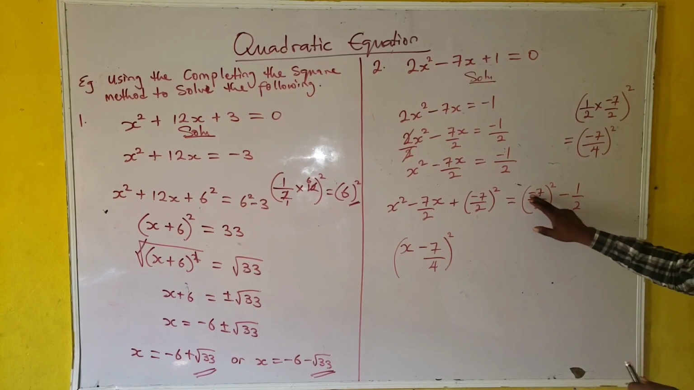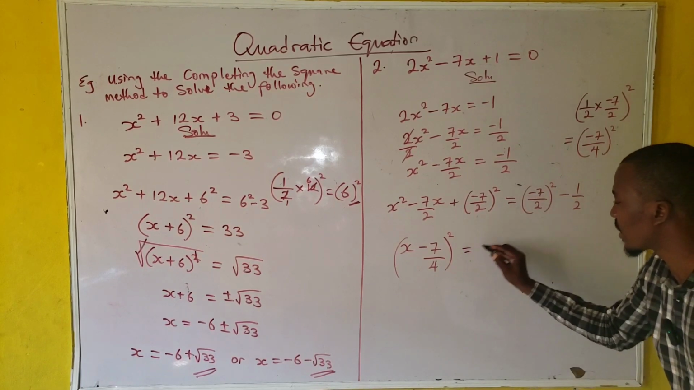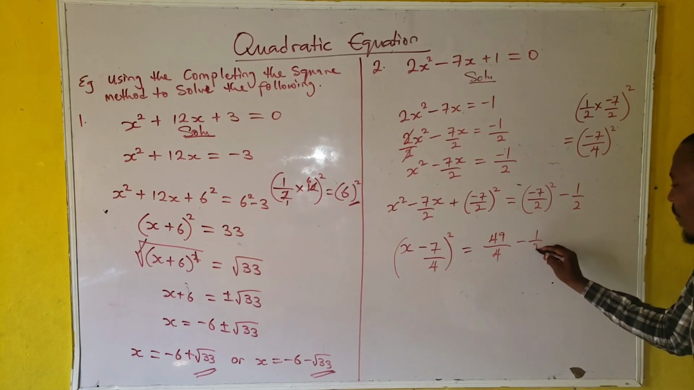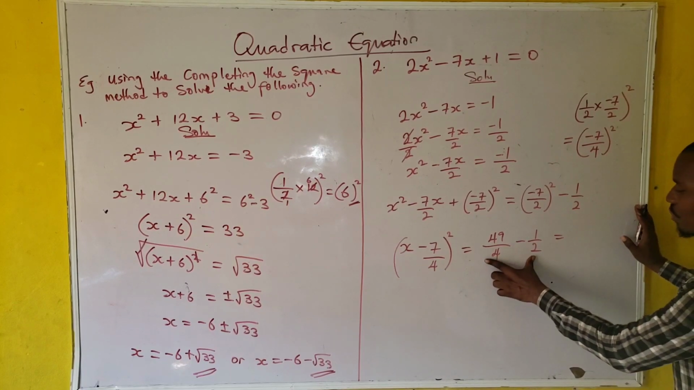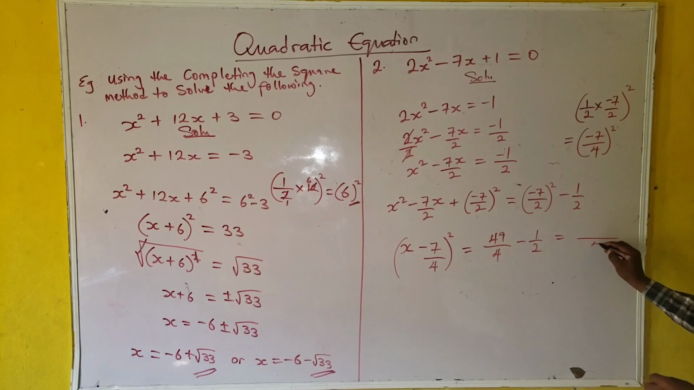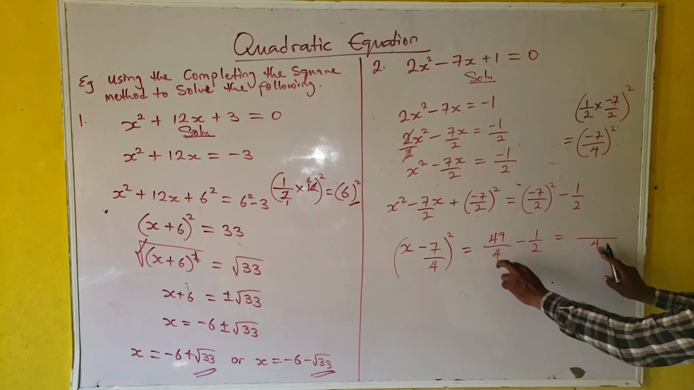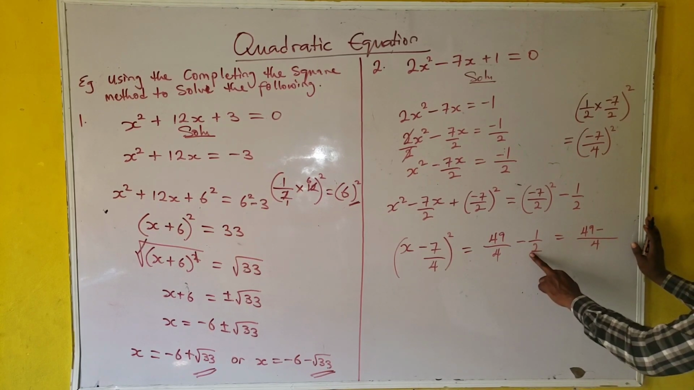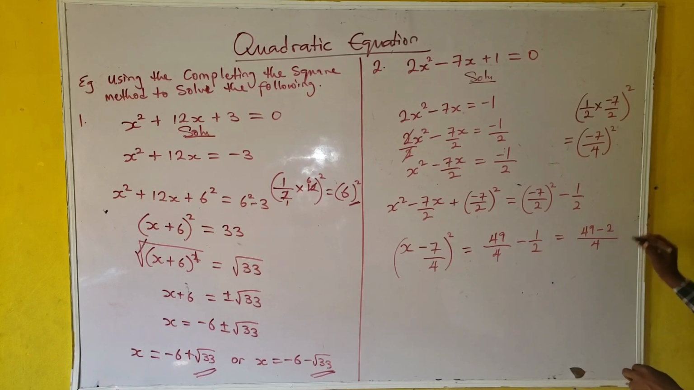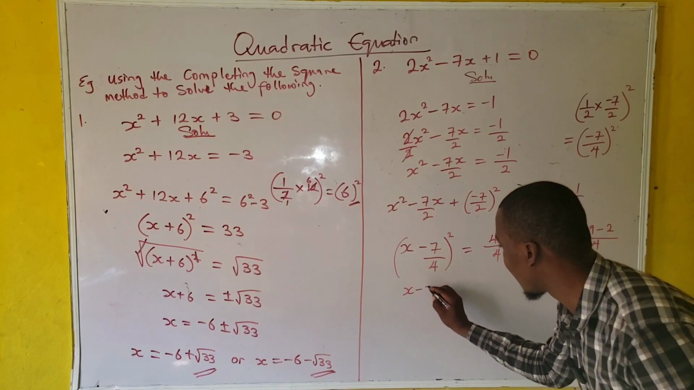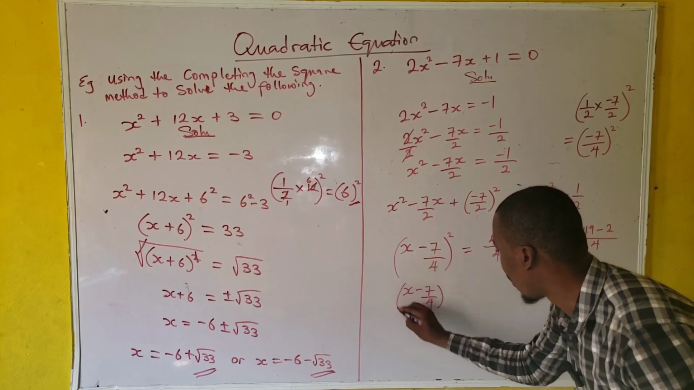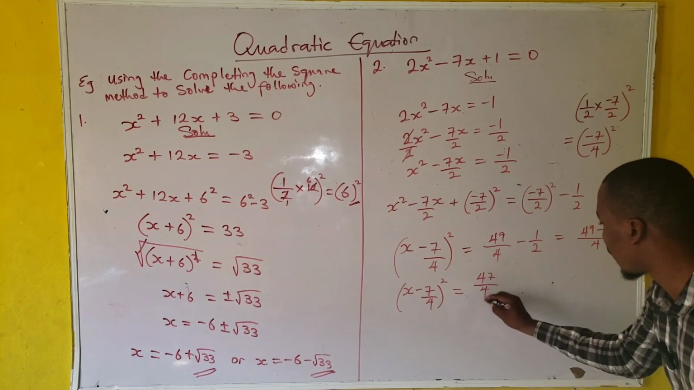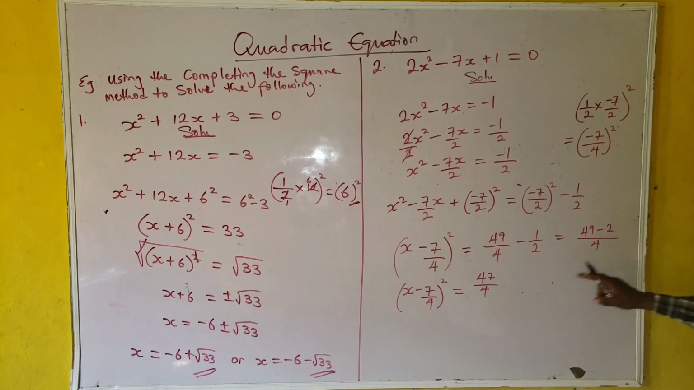Then we go and simplify this. When you simplify this, 7 squared will give us 49, and 4 squared will give us 16, minus 1 over 2. So when you solve these two here, you will get LCM as 16. 16 divided by 16, 1. 1 times 49 will give you 49, minus 16 divided by 2, 8. 8 times 1 will give us what? 8. So I will have my x minus 7 over 4, all squared, equals to 41 over 16, because 49 minus 8 will give you what?